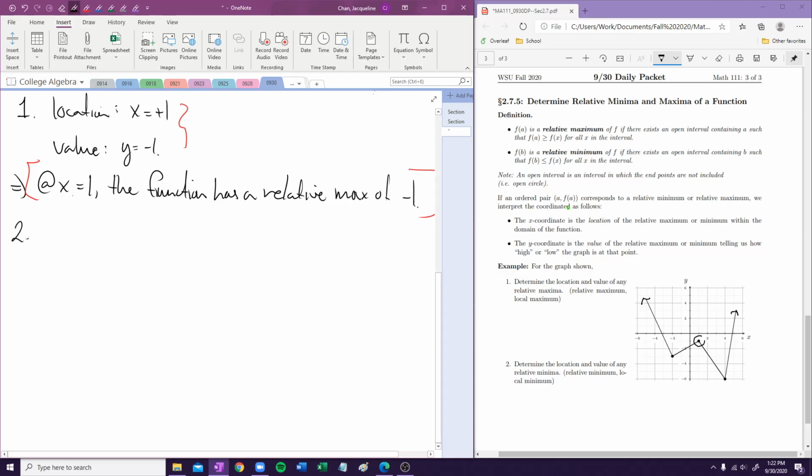Okay, now we want to determine the location and value of any relative minima. Okay, so as you can see, we have 2 minimums right here.